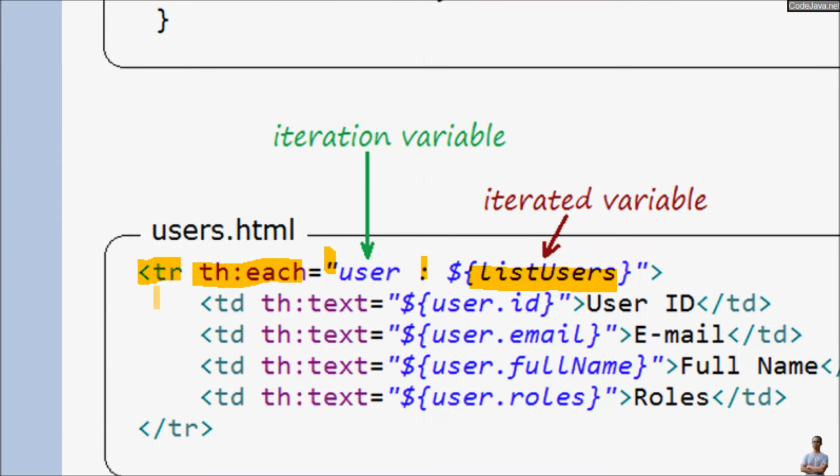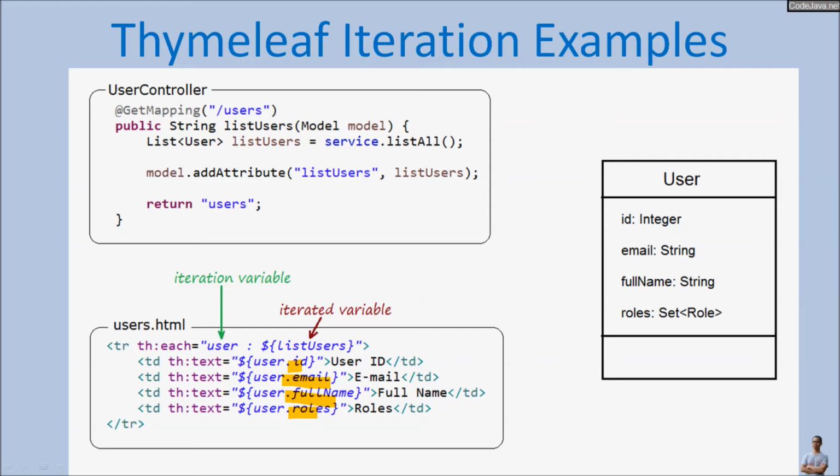And then inside the tr tag we can use the iteration variable user here: user.id, user.email, user.fullName, user.roles, to display the details of the user in table data cells. And these properties must match the names of the corresponding properties in the entity class User: id, email, fullName, and roles here. So that's pretty simple to use the iteration tag th:each in Thymeleaf for a Spring Boot project.